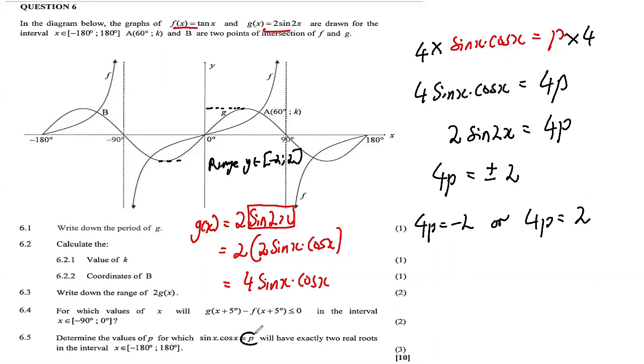Remember, we are trying to find the values of p. So we can just go ahead and divide by 4 here. And then now our p becomes -1/2, or p is equal to 1/2. So that means in respect to sine x cos x, the values of p for which we will have real roots occurring from this equation, it's only if our p is -1/2 or if it is +1/2. So make sure you also take time to understand the approach that I took in solving this one.